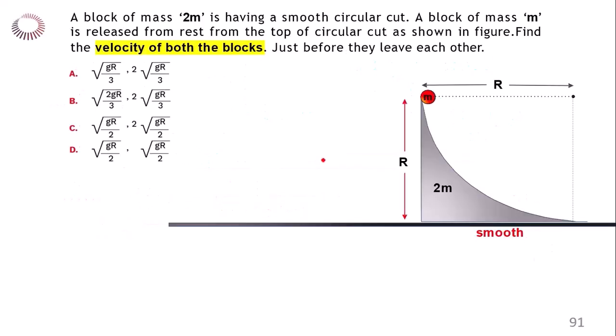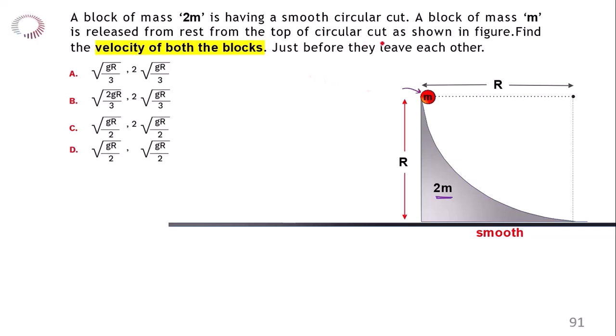Now, so far we have applied only the concept of conservation of momentum. Now we can apply the conservation of momentum along with the energy balance to solve this kind of problem. So there is a mass of 2m and there is a mass of m. So the block of mass m is released from rest. So from here it will be released.